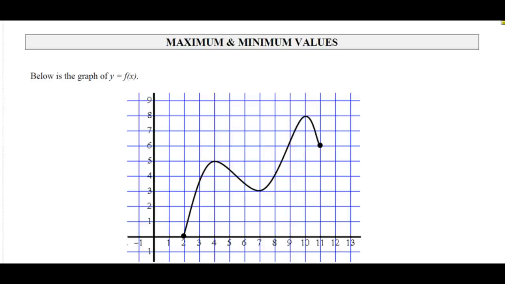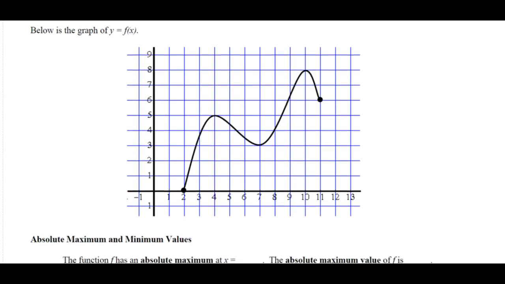Okay, maximum and minimum values. Below is the graph of y equals f of x. Now you notice it's on a particular interval, right? So this is on the interval from 2 to 11. Your x values go from 2 to 11.